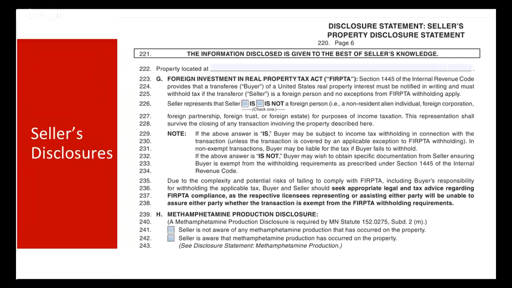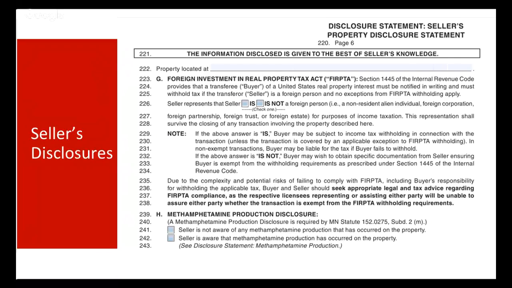Okay, so now we're asking the seller a big question here. The seller represents that the seller is or is not a foreign person, right? Now I know it sounds goofy. This is not a discriminatory thing. It has everything to do with taxes. Now I'll explain to you why in just a minute. Now let me ask you this. Is it fairly common that properties are owned by two people? Perhaps a husband and wife, right? So it's asking, are either one of you a foreign person, right? Either one. Okay.